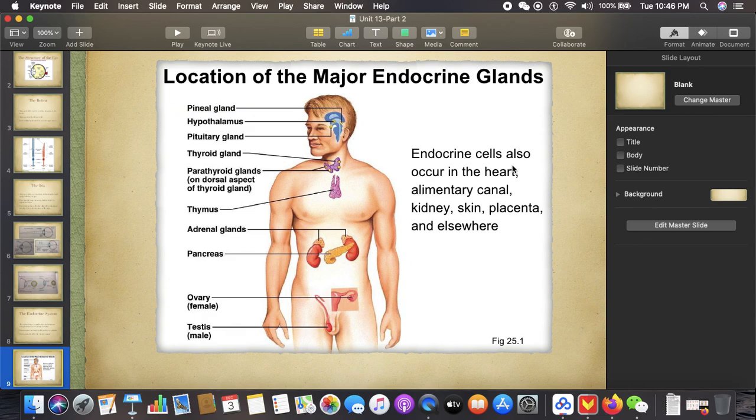Now, endocrine glands also occur in the heart, alimentary canal, kidney, skin, placenta, and elsewhere. It does not occur in, for example, the liver and some other organs.